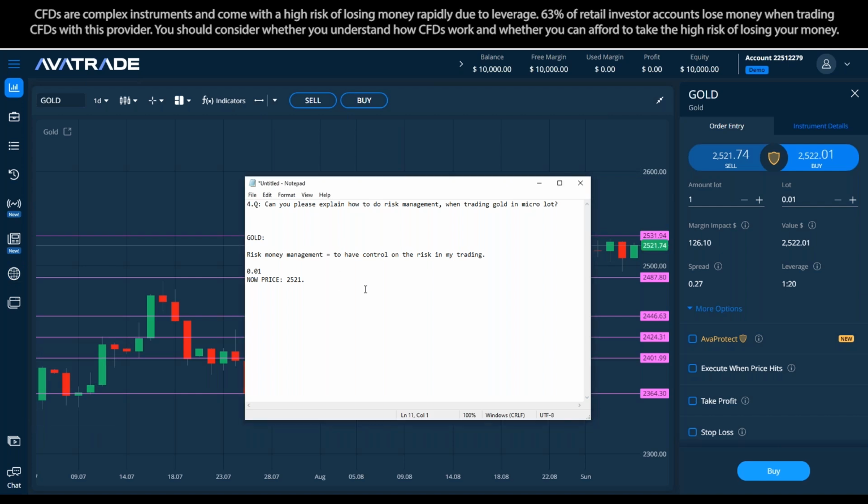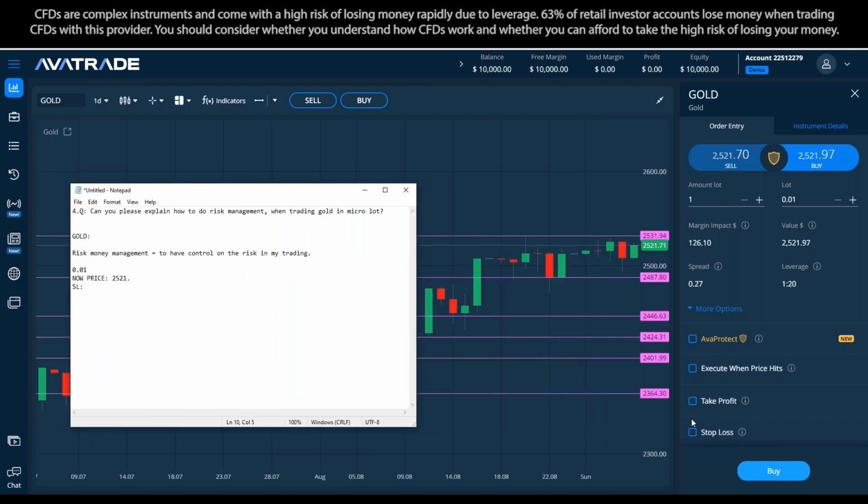All right. Now let's focus on what we have here. So how do we do risk money management with 0.01? The now price is 25.21. We're looking at take profit and stop loss here. We don't really need to take profit, so we're going to get rid of it now. The stop loss, we're going to place it $50 away.